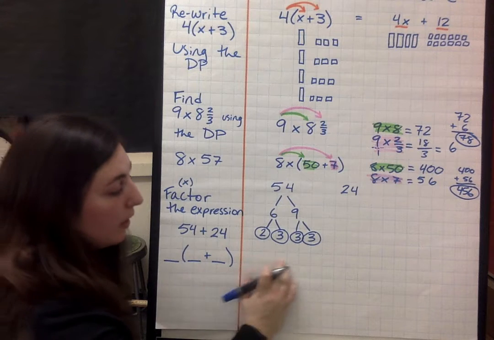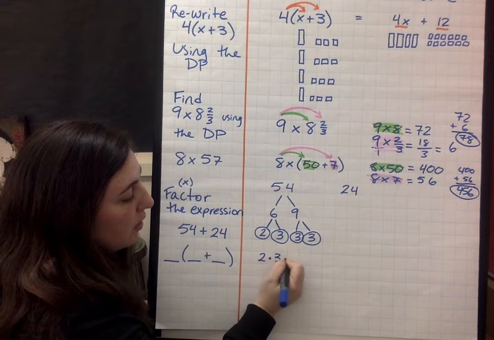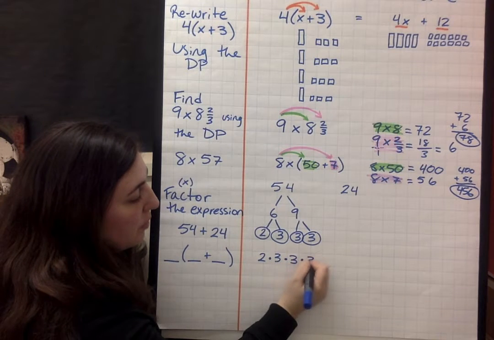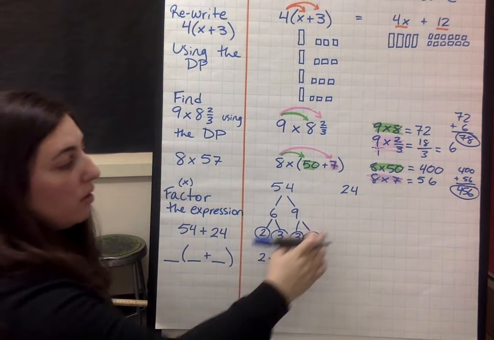I'm going to rewrite it in the order that I have it here. So 2 times 3 times 3 times 3. So this is the prime factorization of 54. Okay, we're going to do the same for 24.